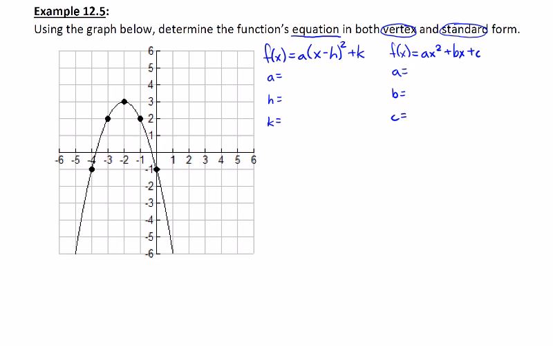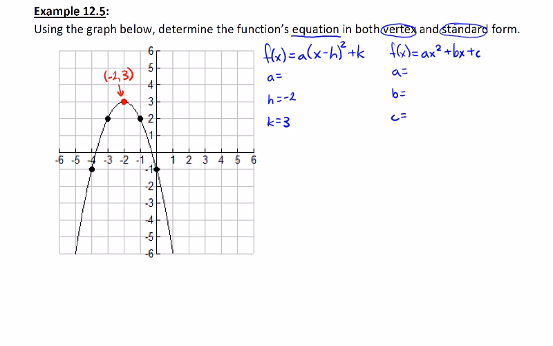So looking at the graph, there's a couple of things here. First thing I notice is the location of the vertex. The vertex is located at (-2, 3), which represents the value of h and the value of k. So that's 2 out of the 3 things that I need to be able to write my vertex form equation. The only other thing I need is the value of a.